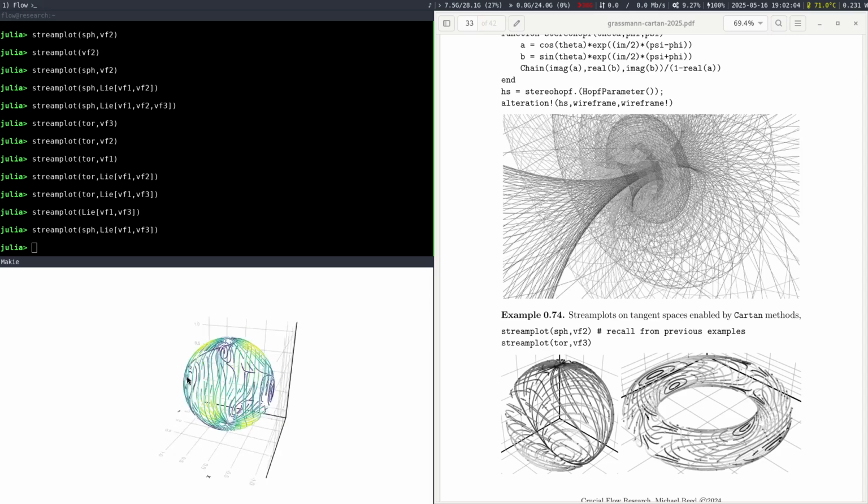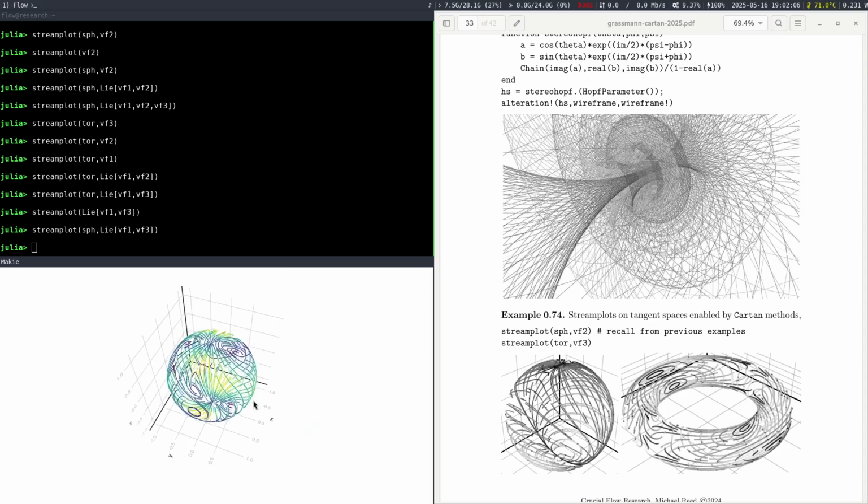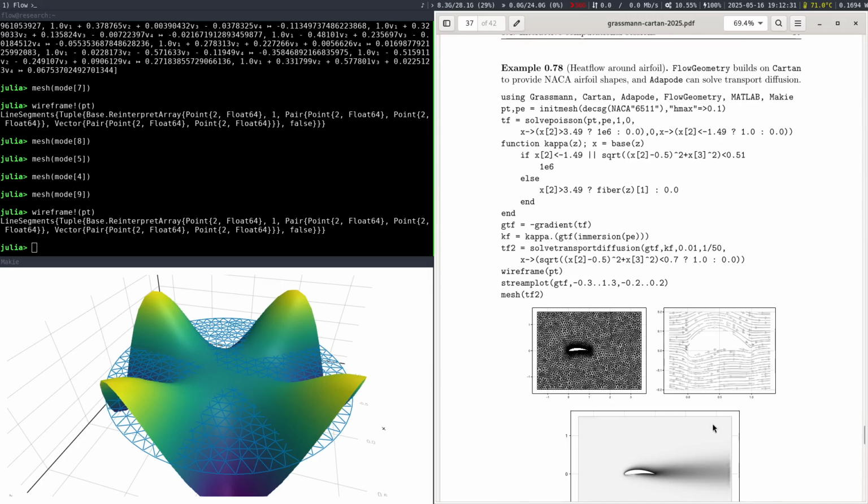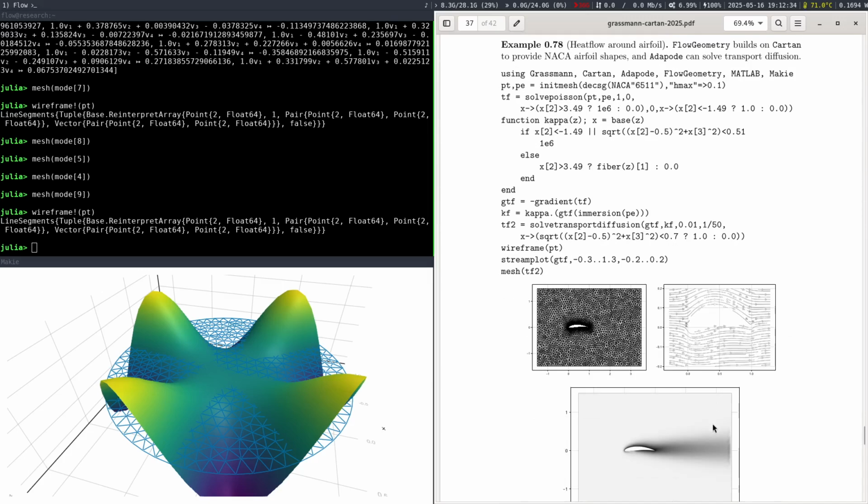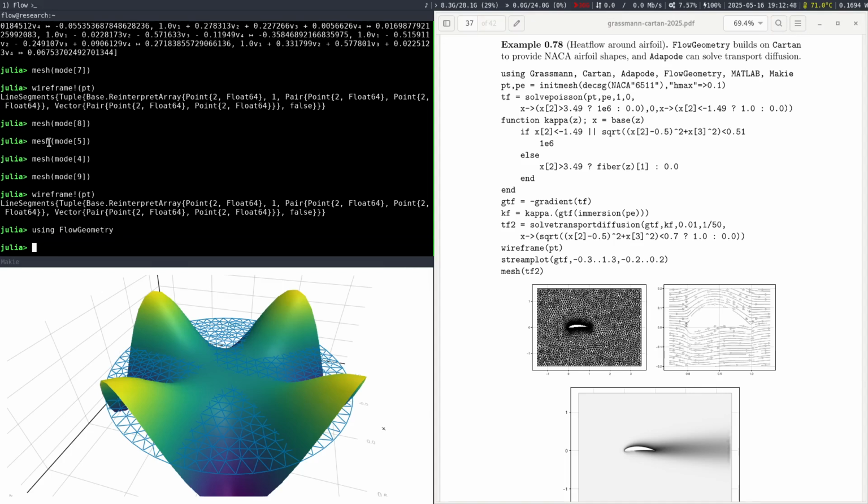Oh, that's an interesting one. I like that one. Let's take another look at an example, a heat flow around the airfoil. So the flow geometry package builds on Cartan. So there's another one of these packages I made. This is just for my personal interest to provide the NACA airfoil shapes. So let's generate another mesh.